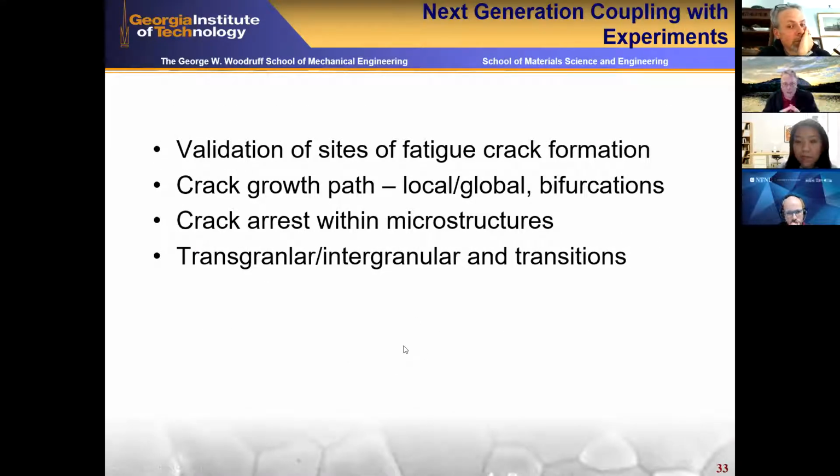And I'd just like to mention too that next generation coupling with experiments is very important. And one of the most exciting things we see now is the movement towards in situ diffraction experiments, large scale diffraction experiments that can measure the formation and growth of cracks in microstructures, including where the crack arrests, where it grows, pathways, transitions between transgranular and intergranular growth.